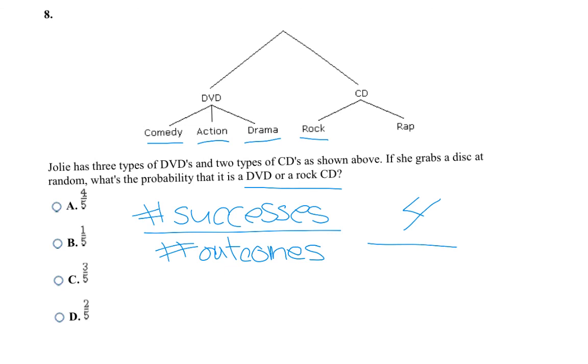And that's going to go over the total number of outcomes. And so total number of outcomes is 1, 2, 3, 4, 5. Looking at the last row in that tree diagram, it lists all of the total outcomes. And so that means my probability here is going to be 4 out of 5, which is choice A.